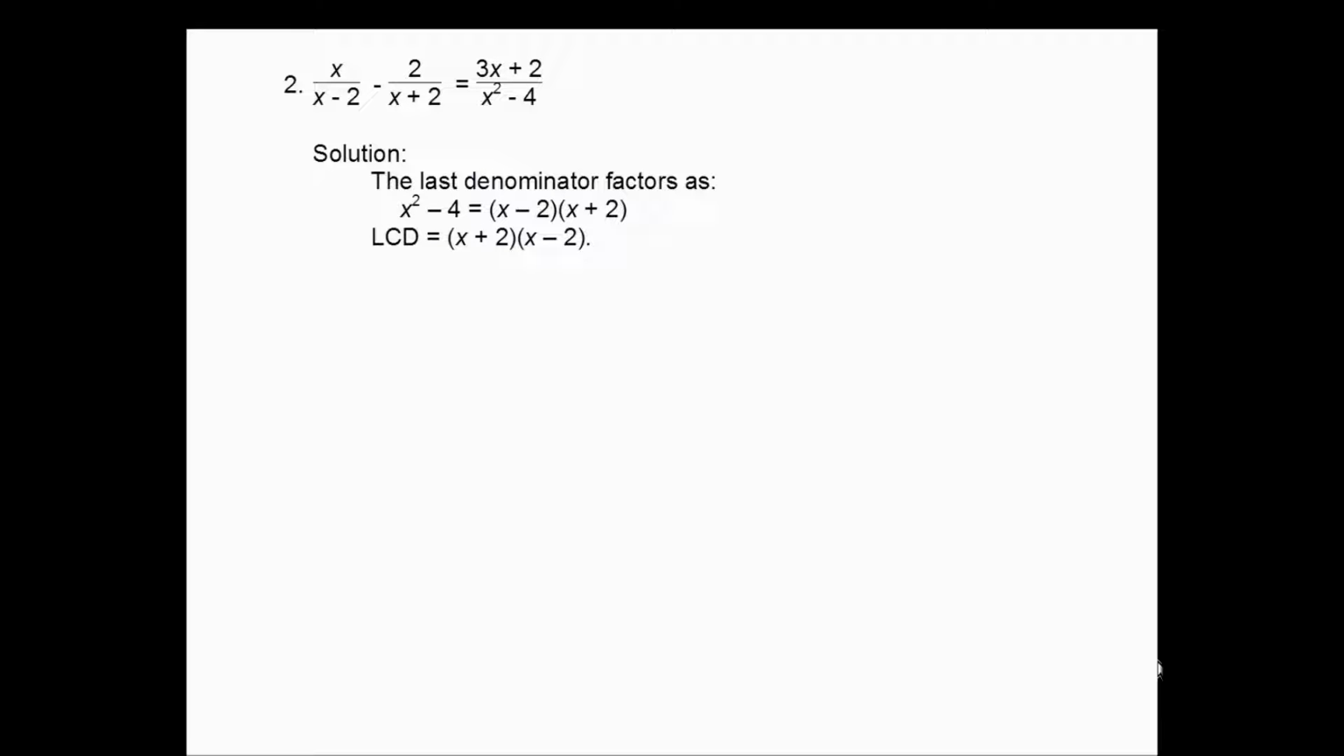Now remember, when I'm clearing fractions, multiply each numerator by factors from the LCD that do not appear in its denominator. So this one doesn't have x plus 2, so I'll have x times x plus 2 minus 2 times x minus 2, and since this number has both, you just write down the numerator. So x times x plus 2 minus 2 times x minus 2 is equal to 3x plus 2. Okay, we have to distribute on the left.